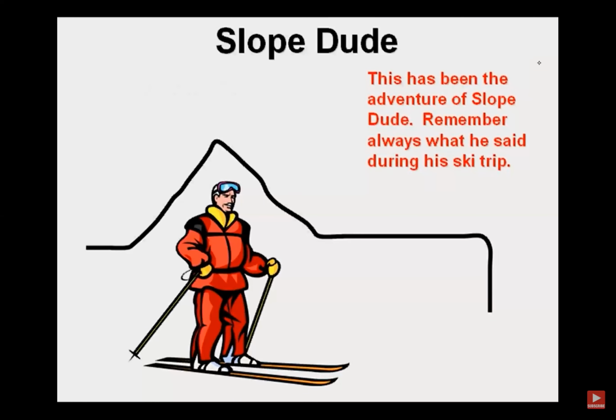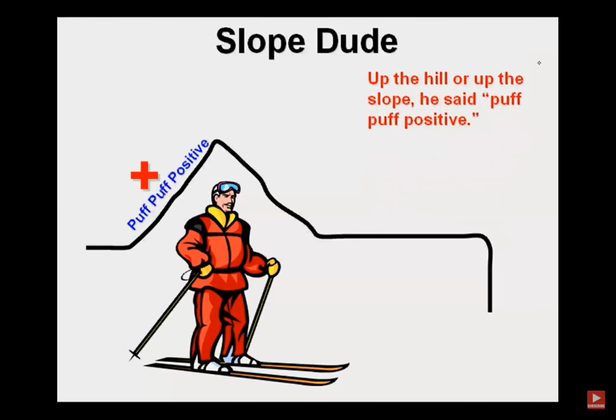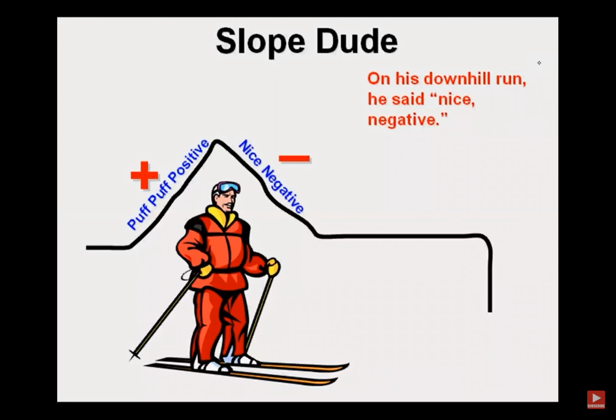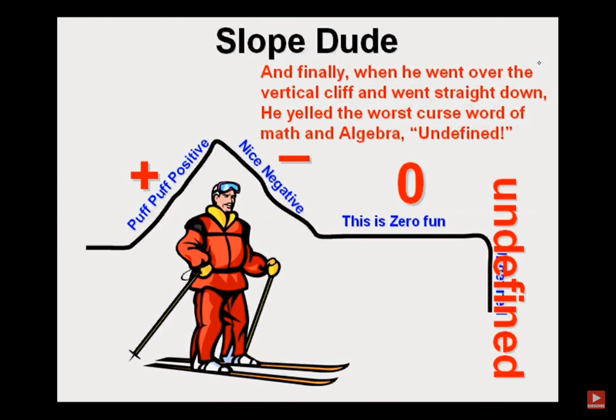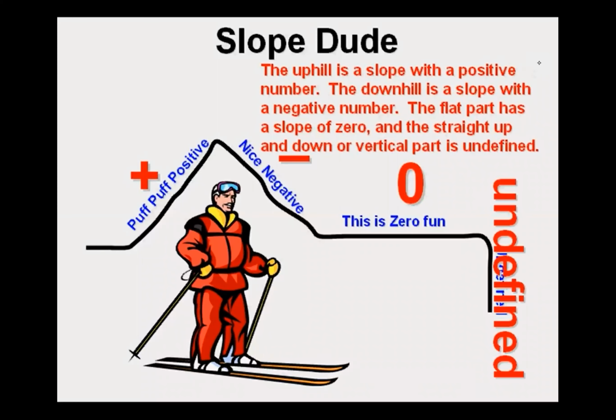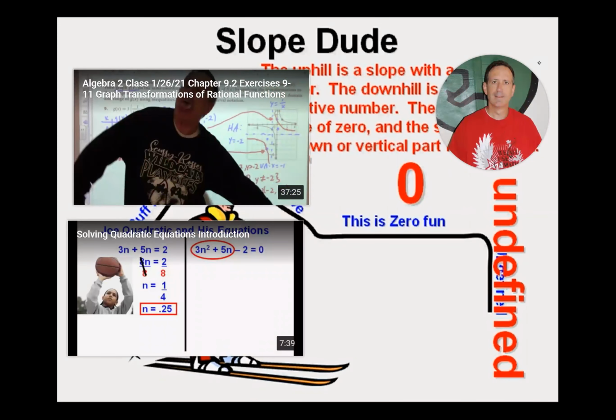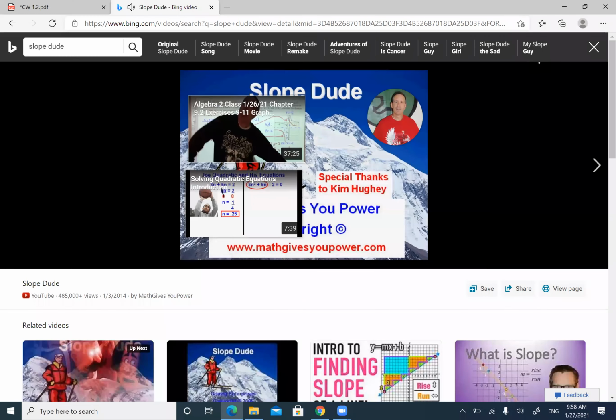This has been the adventure of Slope Dude. Remember always what he said during his ski trip. Up the hill or up the slope, he said, puff, puff, positive. On his downhill run, he said, nice, negative. On the long flat part of the course, he said, this is zero fun. And finally, when he went over the vertical cliff and went straight down, he yelled the worst curse word of math and algebra, undefined. The uphill is a slope with a positive number. The downhill is a slope with a negative number. The flat part is a slope of 0. And the straight up and down or vertical part is undefined. This has been the adventure of Slope Dude. Thanks for viewing.